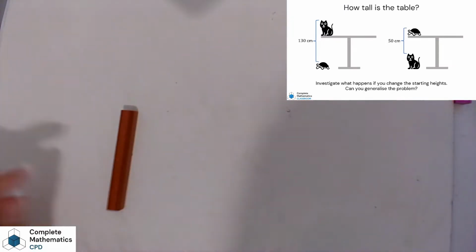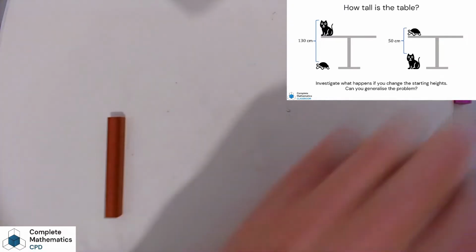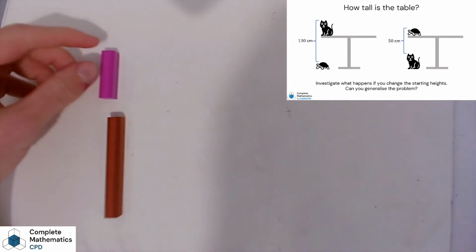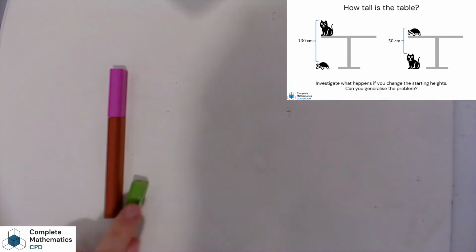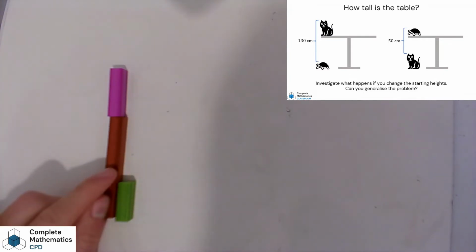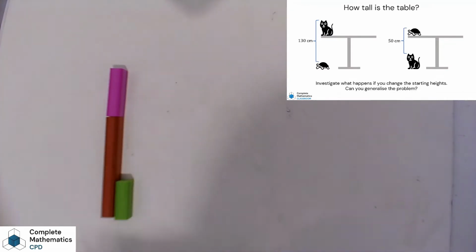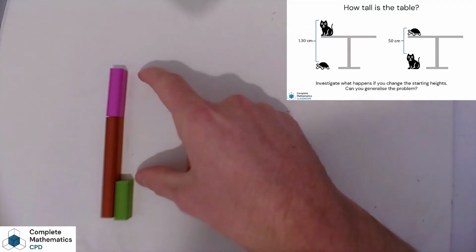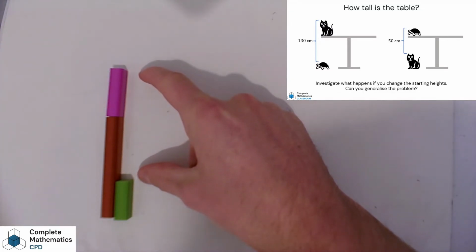Now, we can draw bar models for this using rectangles, but for the sake of this video, I'm actually going to use Cuisenaire rods because it's really useful to actually move these bars around to get to the solution. So I'm going to model this. I'm going to use the brown rod for the table, which makes sense. And I'm going to use a psychedelic pink cat, and I'm going to use a green tortoise. So there's the first scenario where the cat is on top of the table. And this distance here is 130 centimetres.